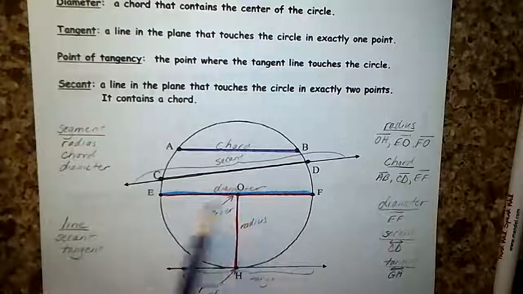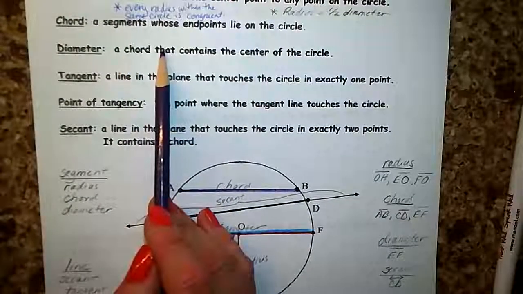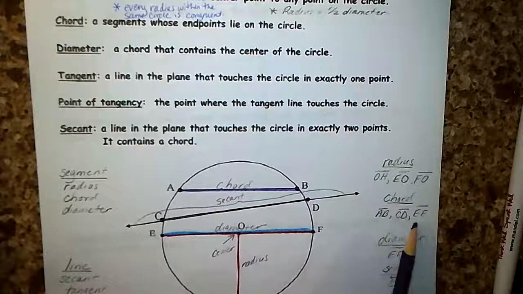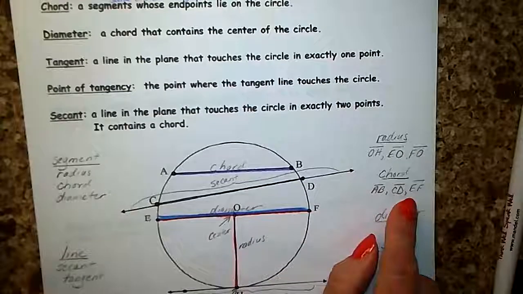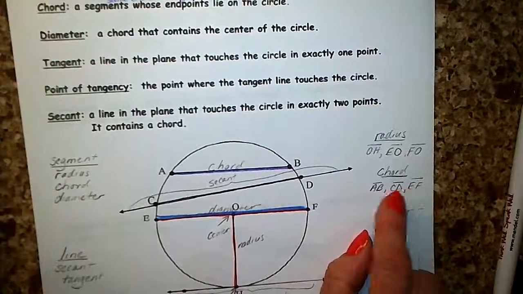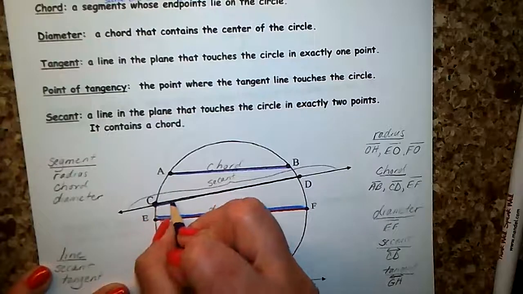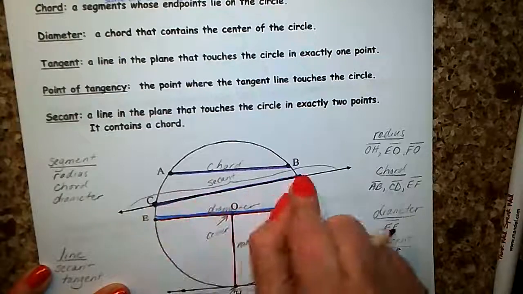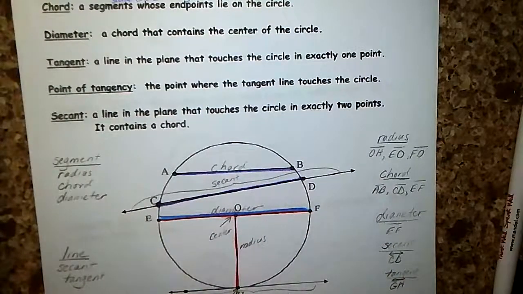The diameter is also a chord. By definition, a diameter is a chord that contains the center of the circle. Okay? So the diameter is also a chord. So we have that on our chord list as well. And as you can see in this list over here, there is a third one, CD. From this point C to this point D, there is a chord right there. Segment CD is a chord.